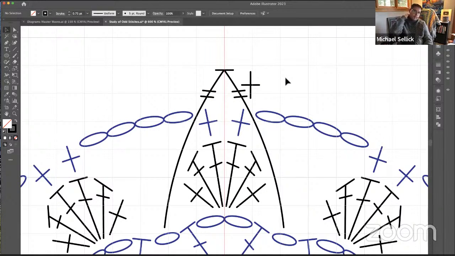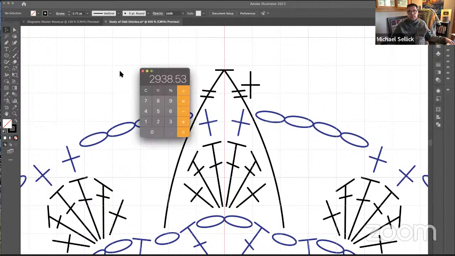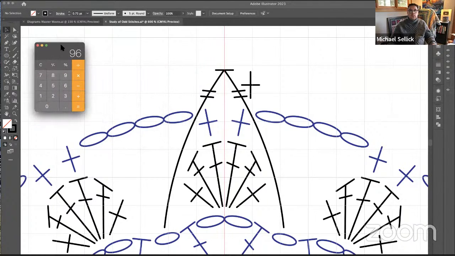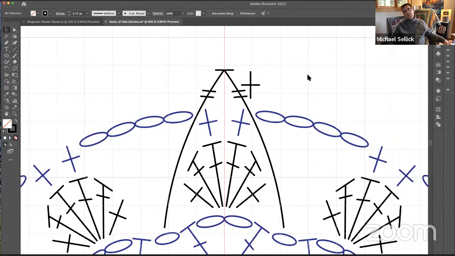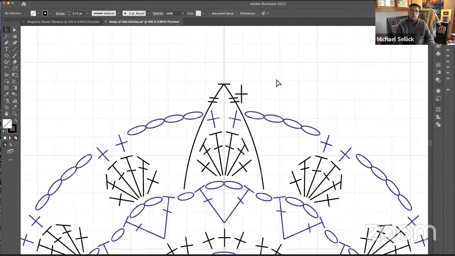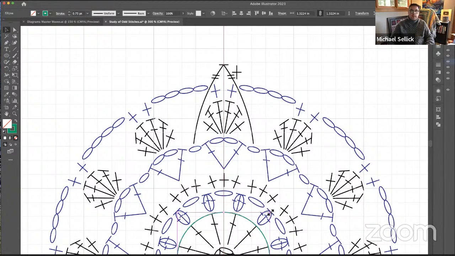Okay, so now I have to get how many points now there is. Let me just get my calculator. I got 7, 1, 2, 3, 4, 5, 6, 7, 7. So there's 8. 12. There's 96 points. That green line, I'm going to move up now.